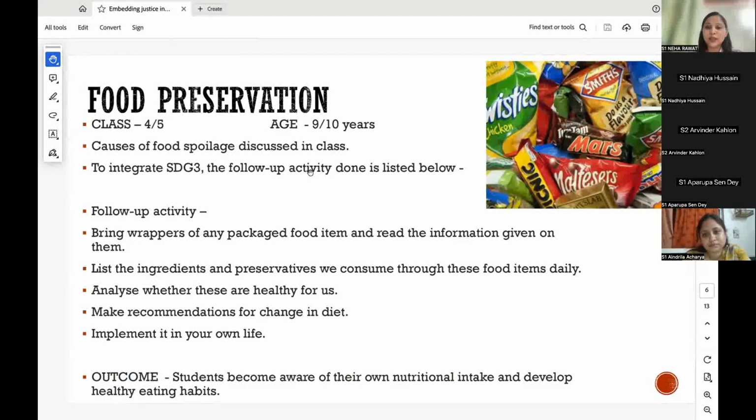Then after analyzing the situation critically, and after a good discussion, they came up with a lot of recommendations to change their dietary plan and implement it in their own life, because that is what we want: first the change needs to be brought in ourselves, and then we can bring it in the society. So students became aware of their own nutritional intake and developed healthy eating habits.